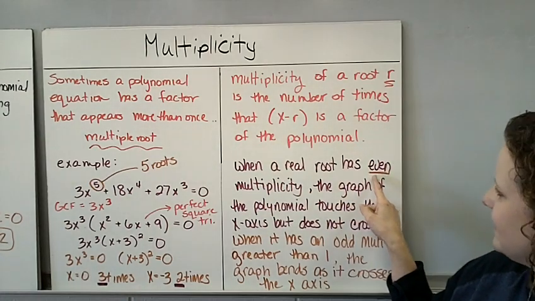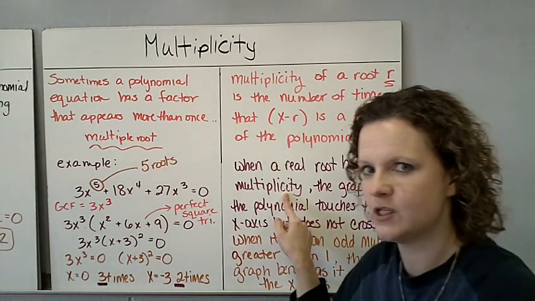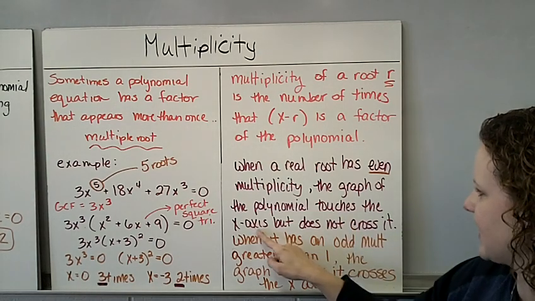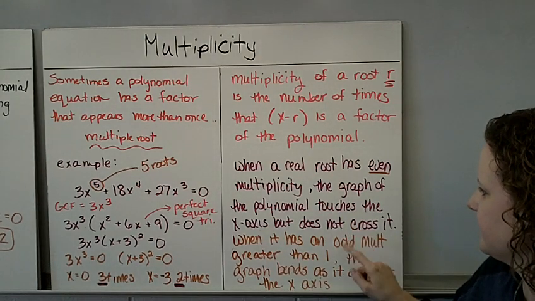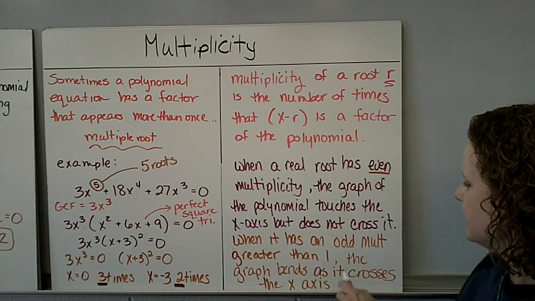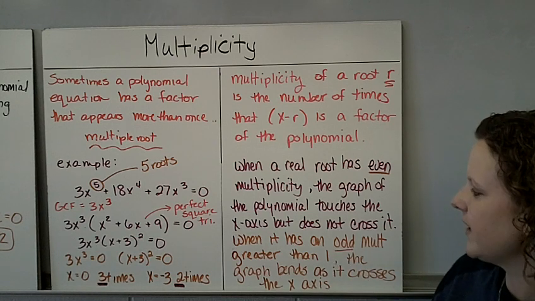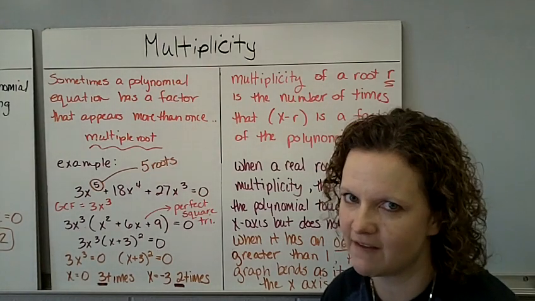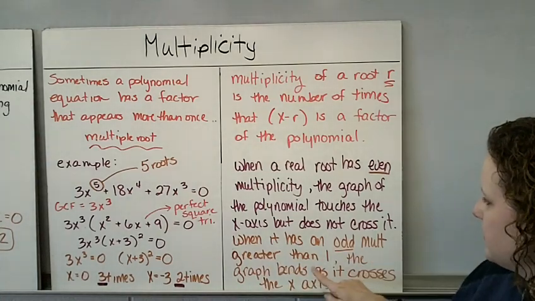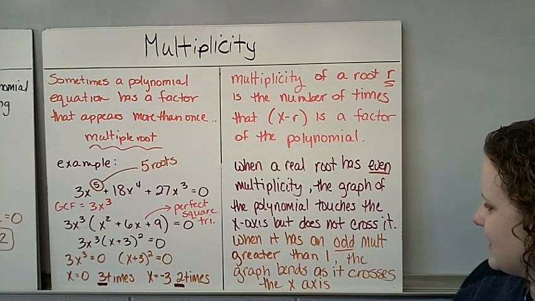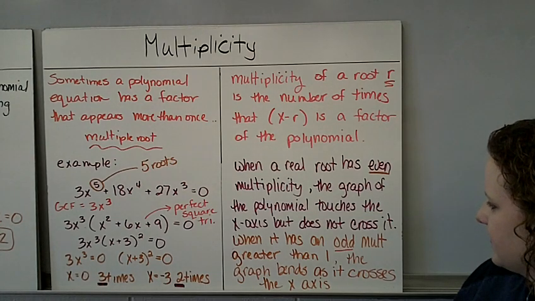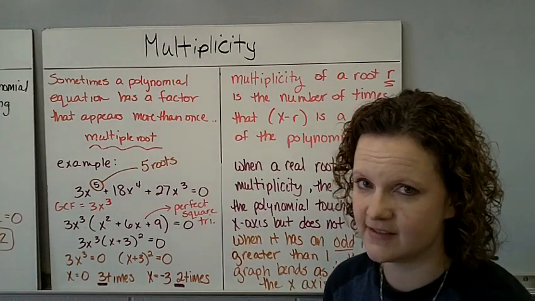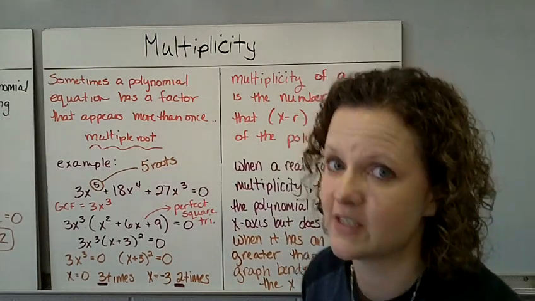When a real root has even multiplicity, 2, 4, 6, 8, the graph of the polynomial touches the x-axis but does not cross it. When it has an odd multiplicity greater than 1, so odd is not going to include 1, greater than 1 would be 3, 5, 7, etc., the graph bends as it crosses the x-axis. When it has a multiplicity of 1, it crosses the x-axis in a somewhat straight line. It isn't going to bend as it crosses.